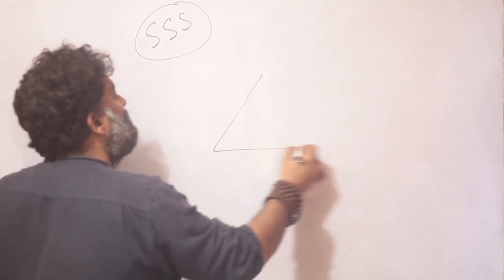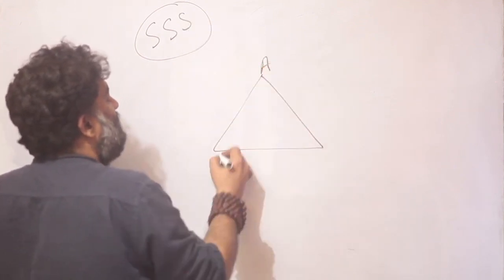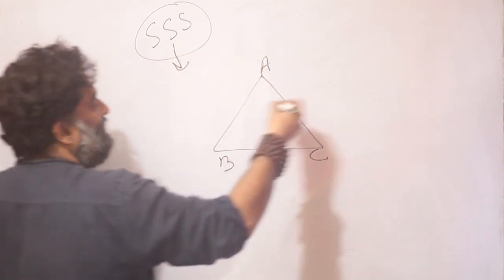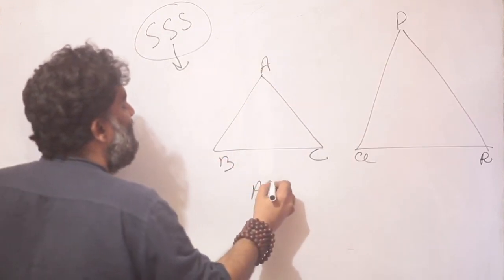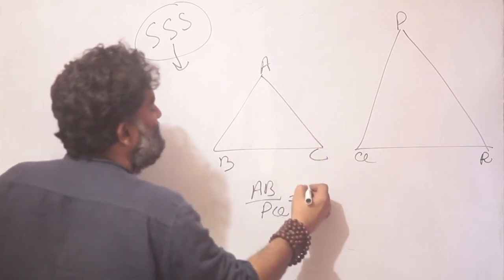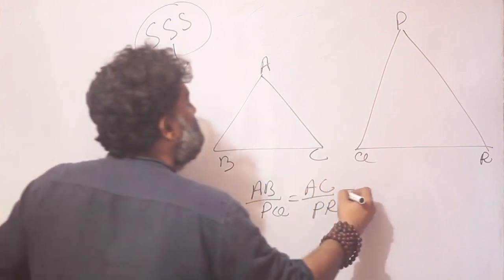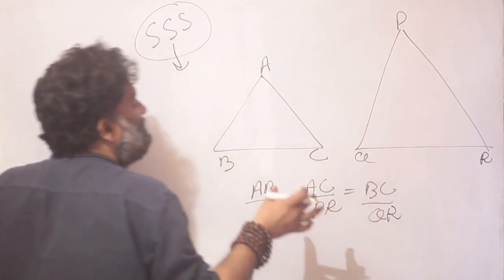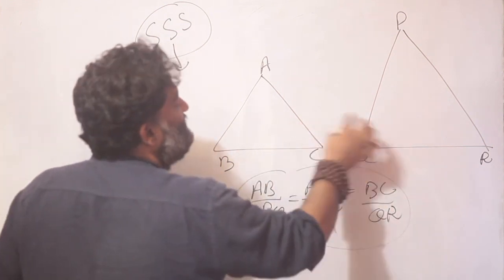And now again, before accepting the result, I want to know why. How is this going to work for me? That means if I give you two triangles and somebody confirms to me that AB upon PQ is the same as AC upon PR is the same as BC upon QR. If somebody gives me this much information, can I say that these two triangles are similar?